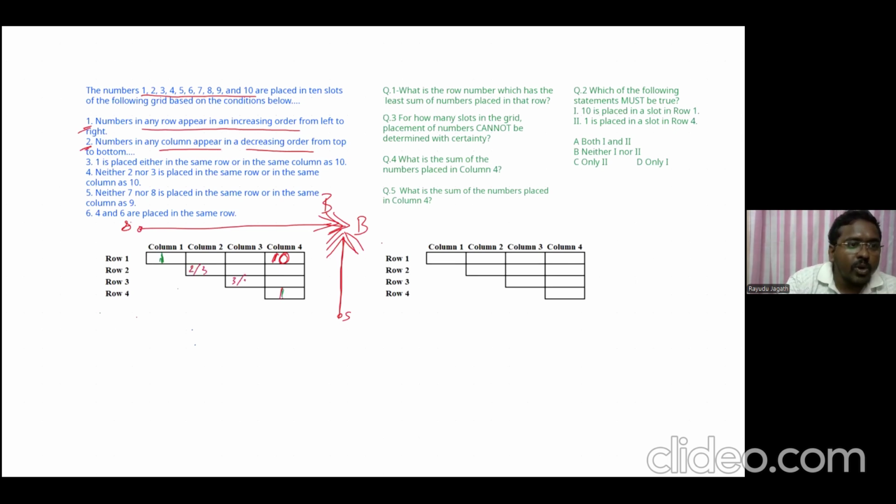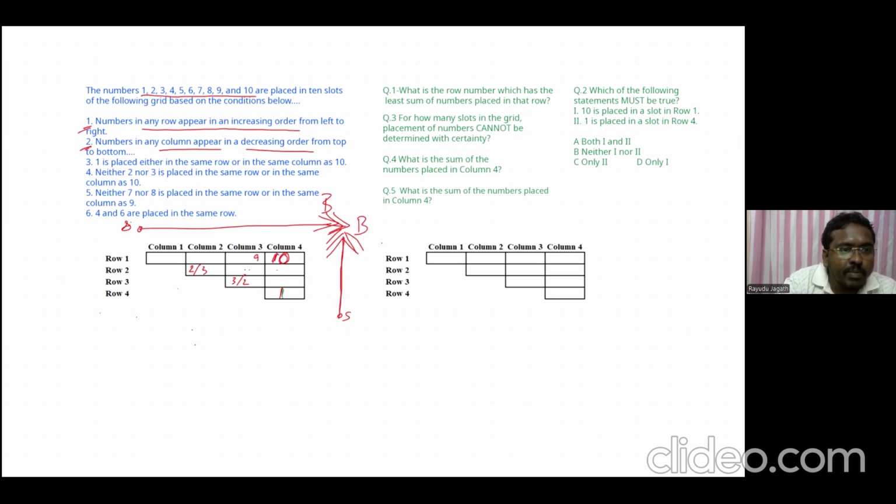And now coming to the points, 9. If we put 9 here, what happens? Now 1 is here. And now coming to the point, 4 and 6 should be placed in the same row. These two should be 4 and 6, anywhere here, and 9 should be located very close to the 10 only. So again we are checking 9 here. Under that condition, what next?